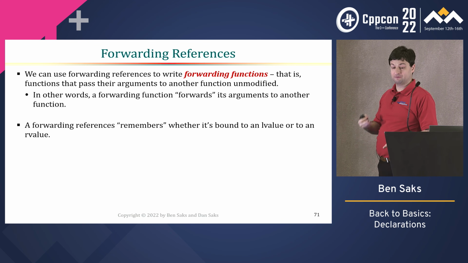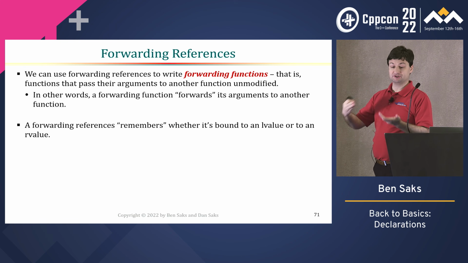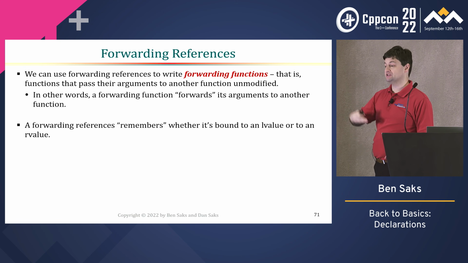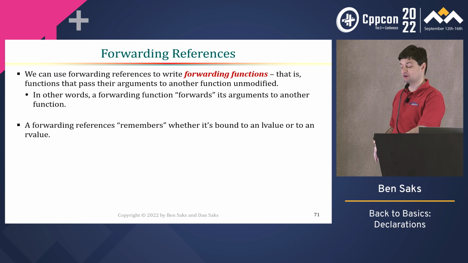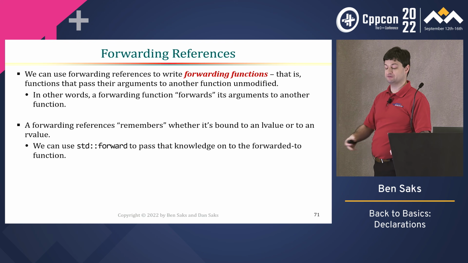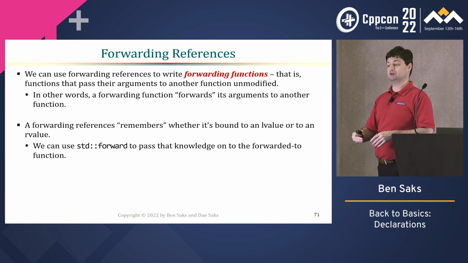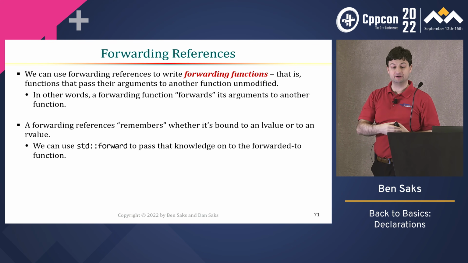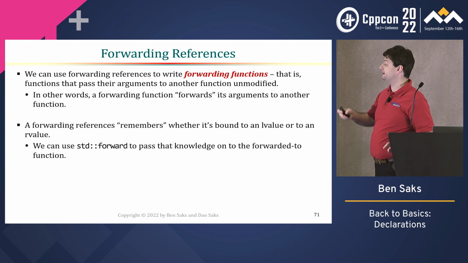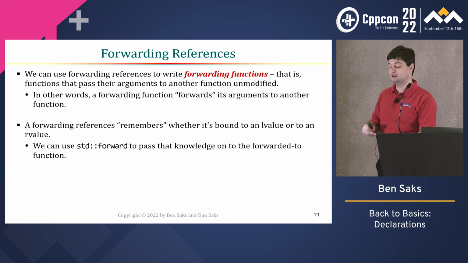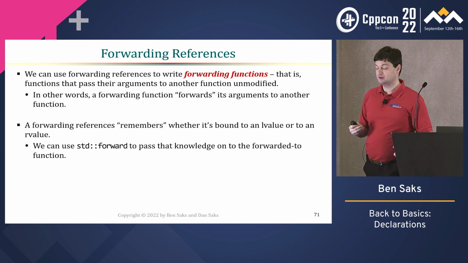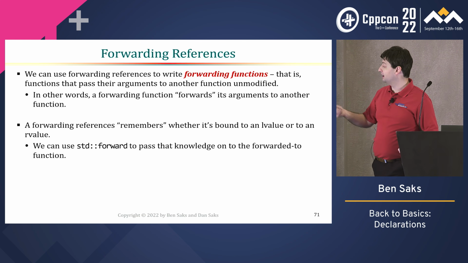Now, a forwarding reference conceptually remembers whether it's bound to an lvalue or to an rvalue. The reason that we use a forwarding reference like this is because we want to preserve the information about whether the thing that was passed in to the first function, the forwarding function, is an lvalue or an rvalue, so that we can forward that information along by calling the forwarded-to function using the std::forward helper function.